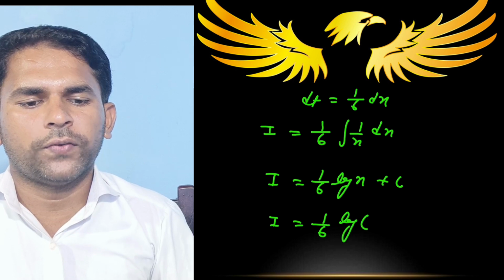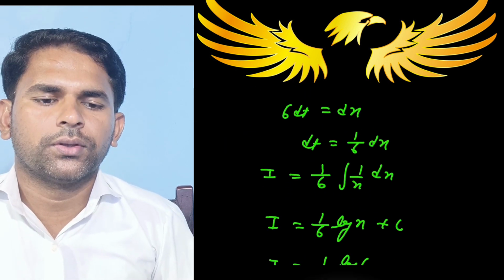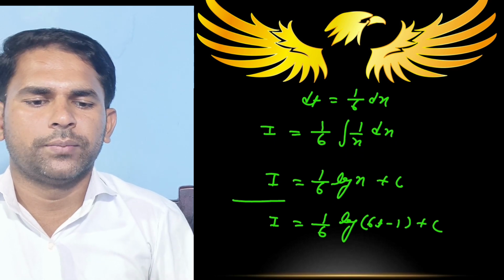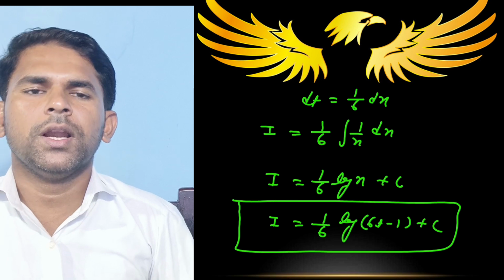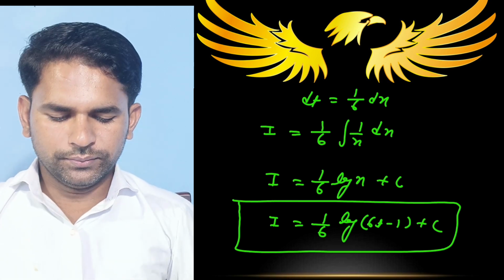So I is equal to 1 upon 6. You can place the value of x here. What is the value of x here? You consider 6t minus 1. So you can place 6t minus 1 plus c. So this is the answer of the given problem. Now you can see the next question on the screen.